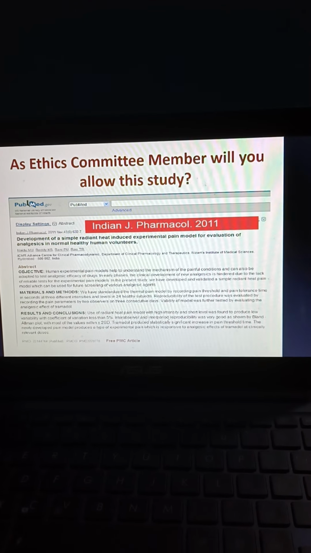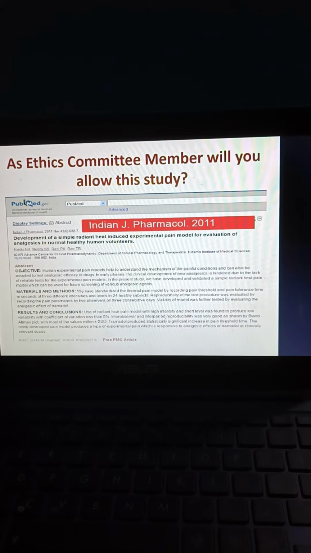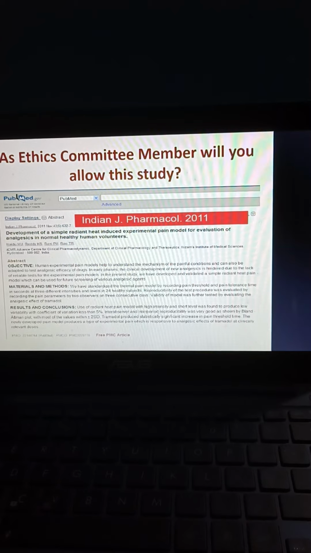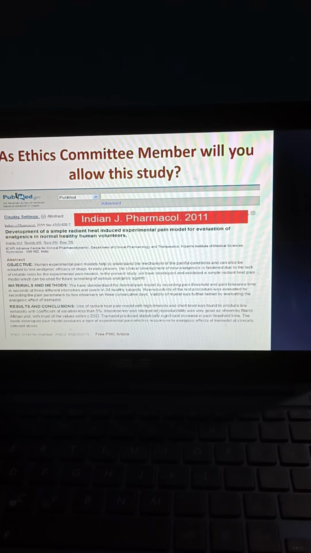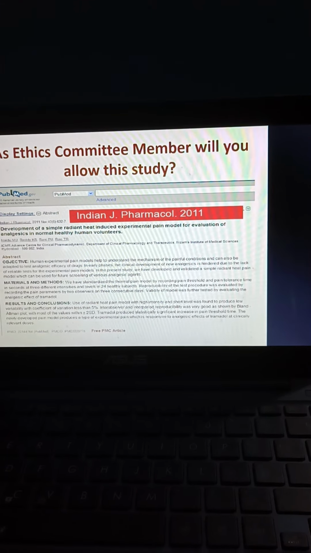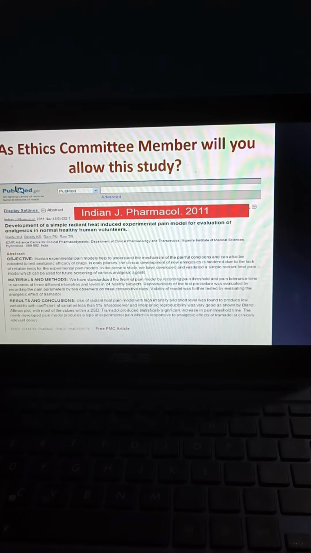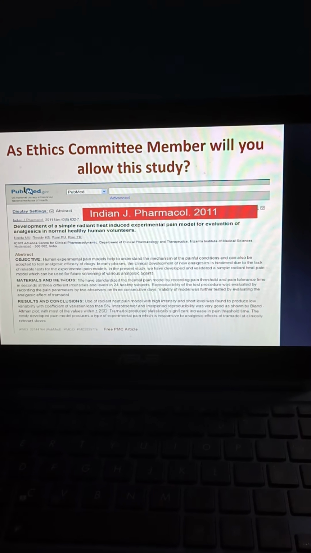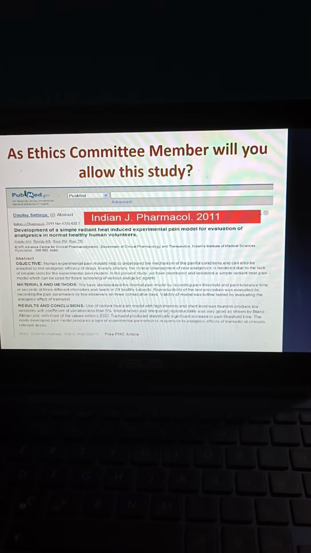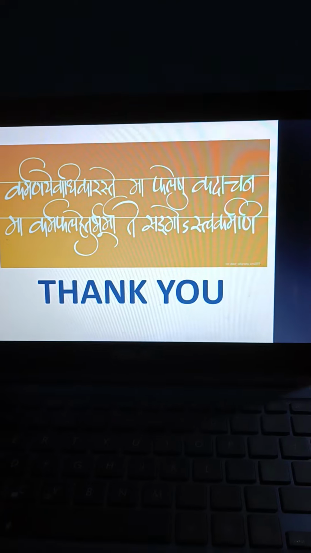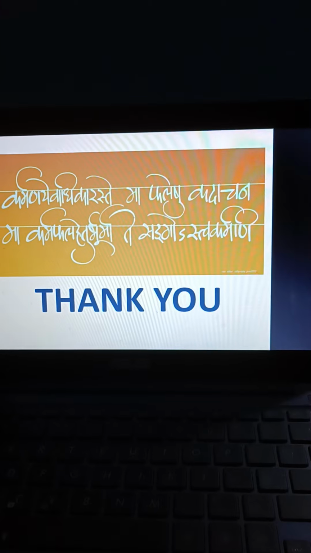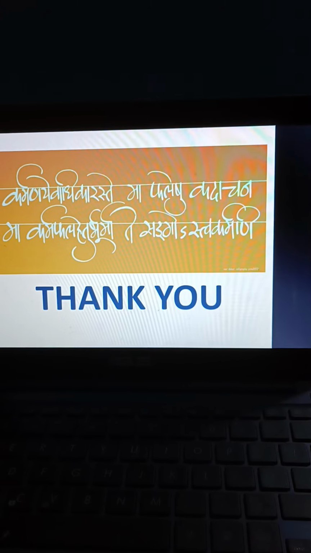As an ethics committee member, will you allow this study? This is a study: development of a simple radiant heat induced experimental pain model for evaluation of analgesics in normal healthy human volunteers, Indian Journal of Pharmacology 2011. So you can go through these articles. You can find out the answer also. There is something in a Bengali shloka, I don't want to go through this.